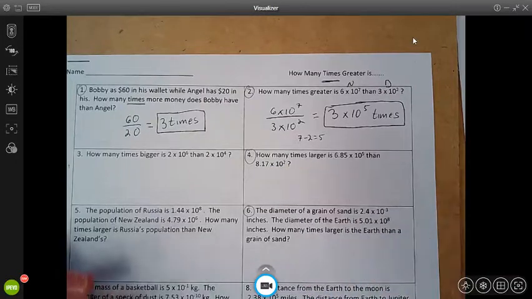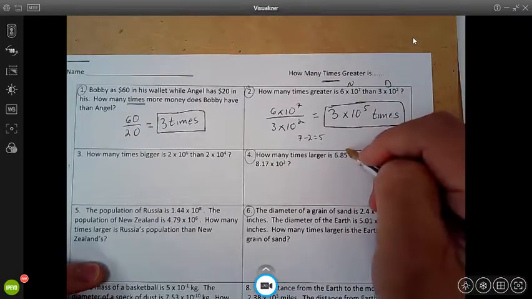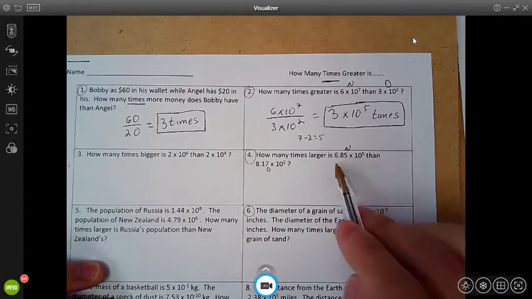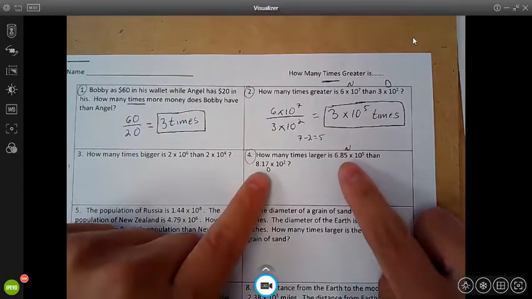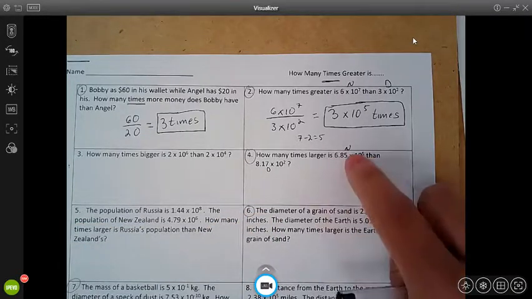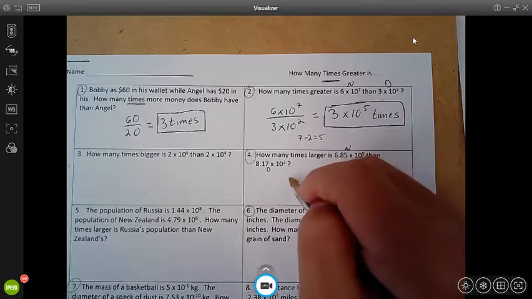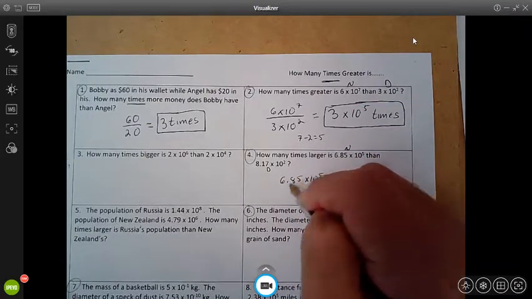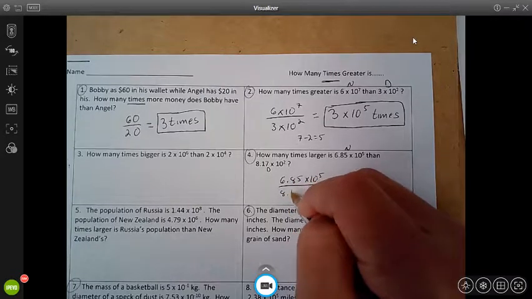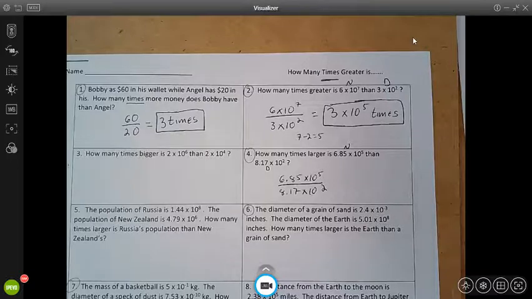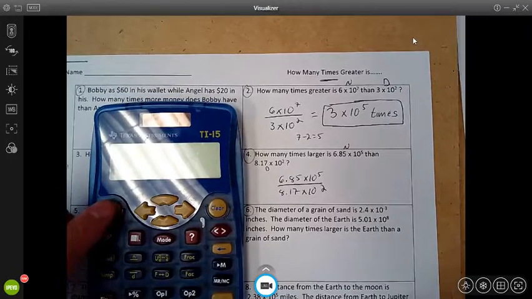Okay, so next one, how many times larger is 6.85 times 10 to the 5th than 8.17 times 10 squared? So this is our numerator, and this is our denominator. This is the bigger number. Notice they're both in scientific notation, and the 5 is the larger exponent. So this is our numerator. So we're going to divide 6.85 times 10 to the 5th divided by 8.17 times 10 squared. I don't mind if you use a calculator on this. It's just a messy number to divide.